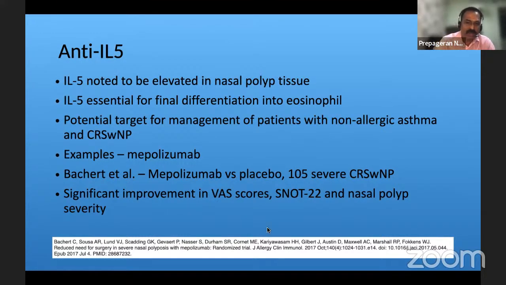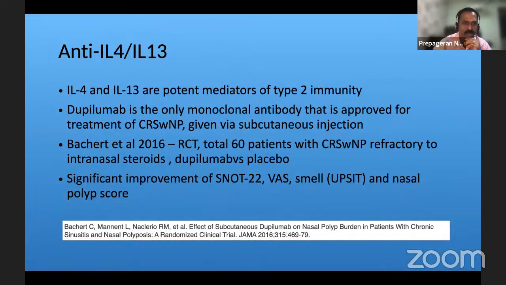It's also essential for differentiation into an eosinophil. So effectively, if you use an anti-IL-5, you're actually stopping the cells from becoming an eosinophil. So, for example, is mepolizumab. I find it very difficult to pronounce this name. I'm not sure what you guys feel. Anyway, if you look at the published data so far from Bachert, there is significant improvement in both VAS score, SNOT-22, and nasal polyposis severity.